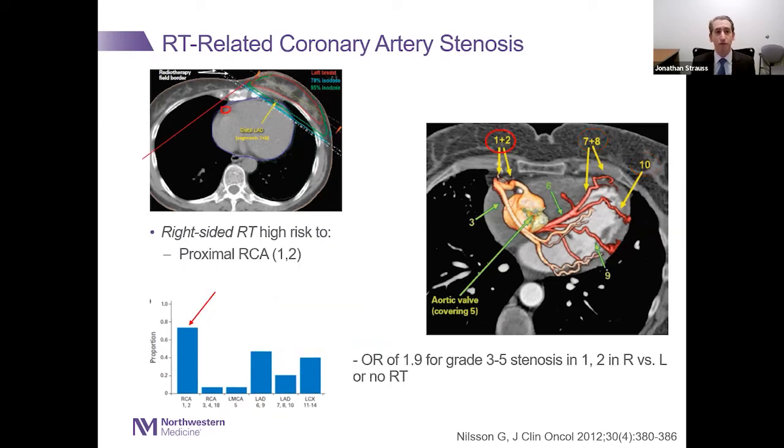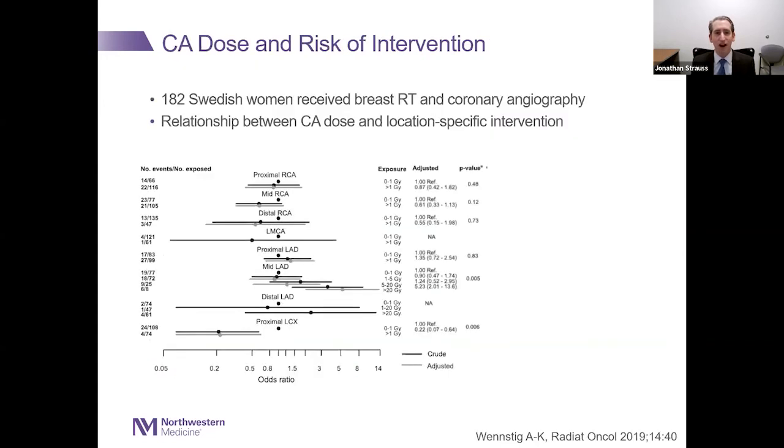And by contrast, for patients who got right breast radiotherapy, where the closest segment would be the proximal right coronary artery, again, we saw our highest risk for stenosis being in that portion of the proximal right coronary artery. Again, very suggestive that there's a dose-dependent effect on coronary arteries.